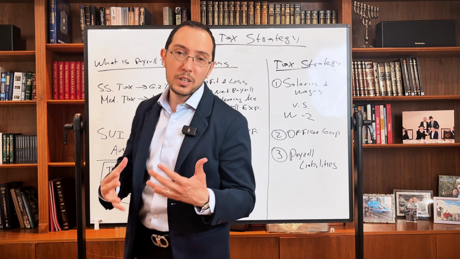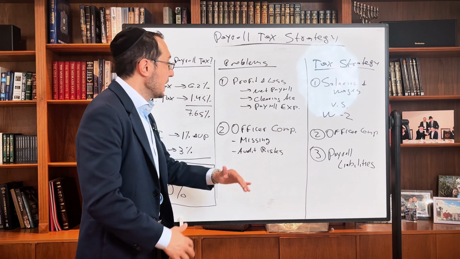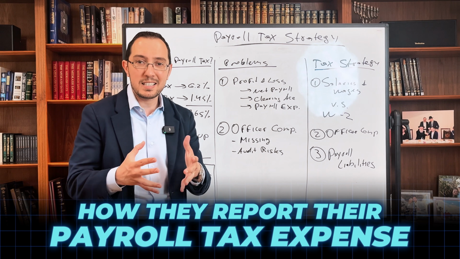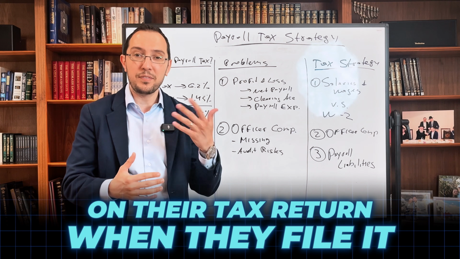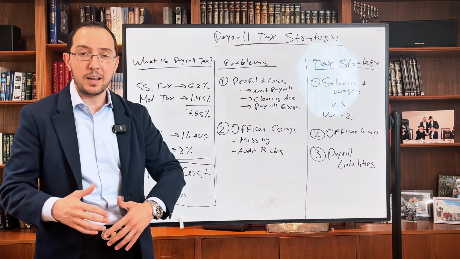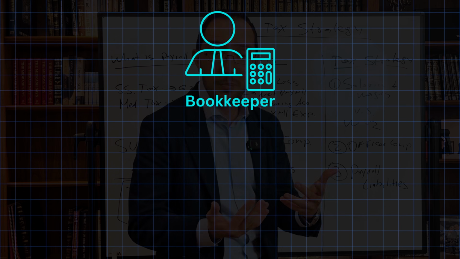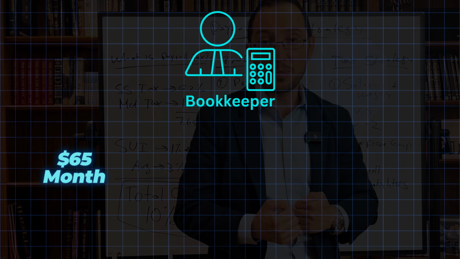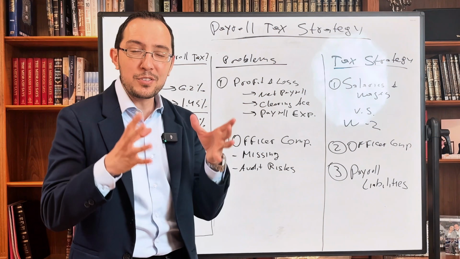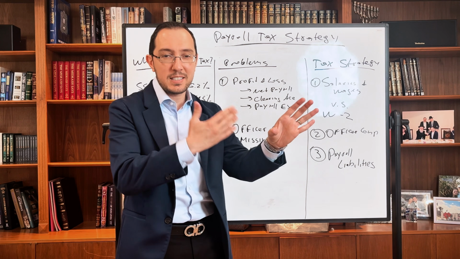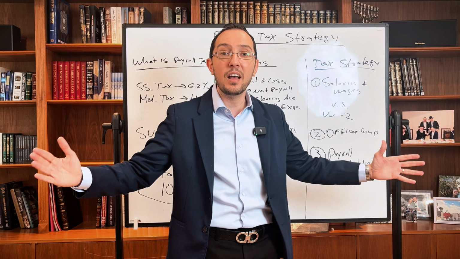Now, what is really a problem with the payroll tax for most business owners? It's how they report their payroll tax expense on their tax return when they file it. Most often, a lot of business owners think they're saving money on taxes by hiring a bookkeeper that's charging $65 a month or $100 a month or $150 a month. You have to understand that a bookkeeper cannot survive on $150 a month. So what happens is that they end up having a lot of clients.